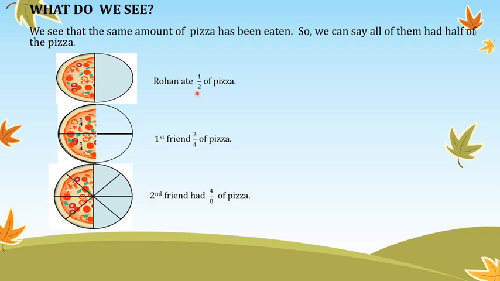See, Rohan ate half of the pizza. Yes, he divided his pizza in 2 parts and he ate half. The first friend divided his pizza in 4 quarters and he had two parts. That means he ate the same portion as was eaten by Rohan. And then his second friend divided his pizza into 8 parts and he ate 4 parts out of the 8 parts. 4/8 of the pizza he ate. That means he also had half of the pizza only.